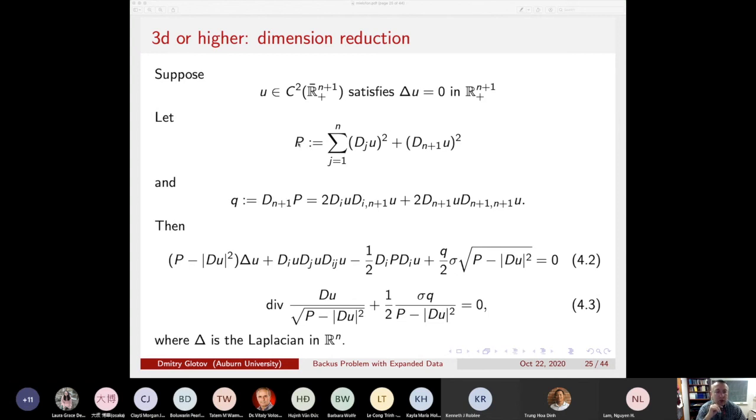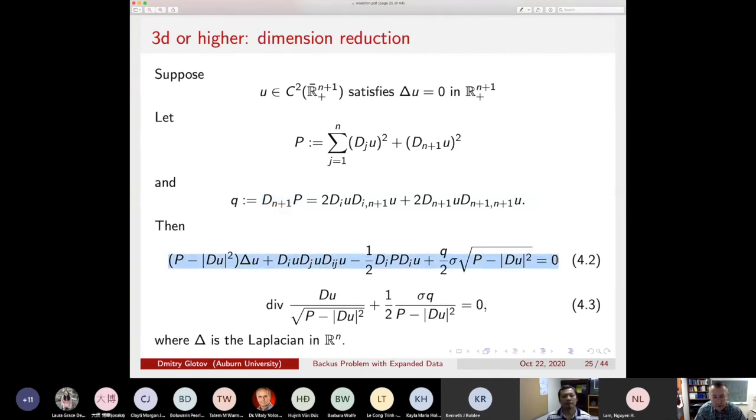I'll introduce the full gradient, the square of the magnitude of the full gradient, and I'll take the normal derivative. The normal will be the derivative with respect to x_{n+1}. Here again, I loosely use the notation: capital D_{n+1} denotes the normal derivative with respect to x_{n+1}. Using these two equations and the Laplace equation, we derive the equation satisfied by u, but now on the boundary of R^{n+1}_+, which will be just the space R^n.